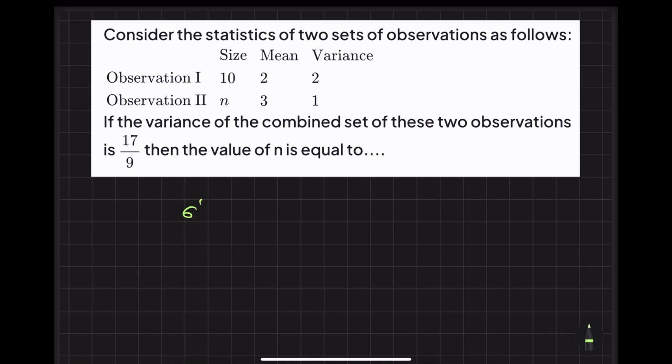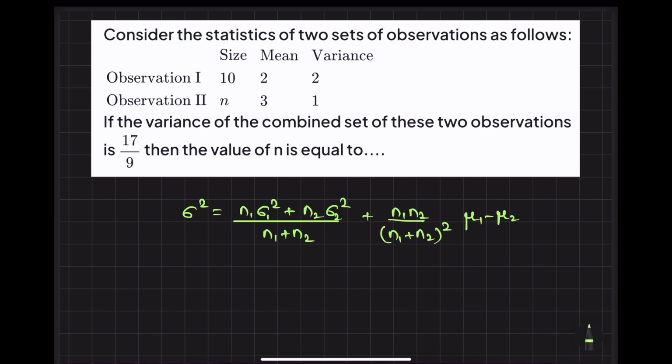So, the combined variance is (n1 variance 1 + n2 variance 2) by (n1 + n2), then plus n1 n2 by (n1 + n2) whole square with (mu1 minus mu2) square. Okay, so n1 is 10, so 10 times variance 1, so 10 times 2 plus n times variance 2, upon n1 plus 10.